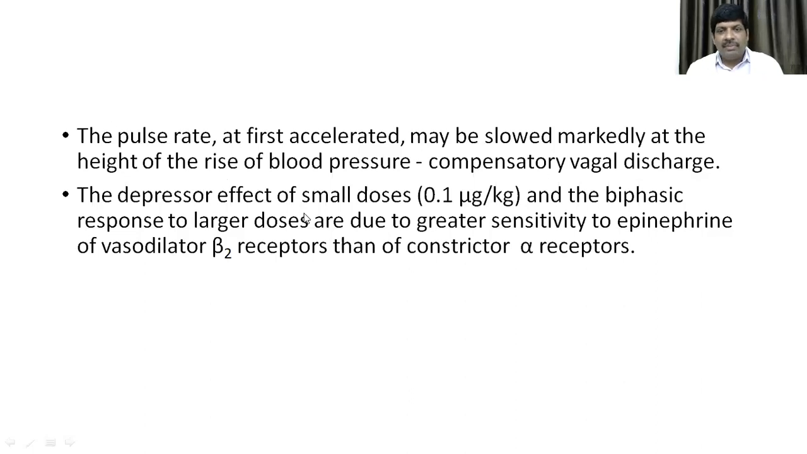Okay, the depressor effect of a small dose, 0.1 microgram per kg, and the biphasic response to a larger dose are due to greater sensitivity to epinephrine of the vasodilator beta 2 receptor than of the constrictor alpha receptor. See, the depressor effect, that means decrease in the blood pressure, you will see at the lower dose. I'll show you again.